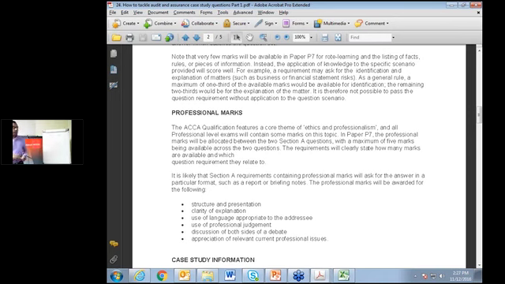Now, also important to note is what has been highlighted over here with regard to identification and explanation of the issue. So sometimes, as I said, some of the verb requirements have been mixed. So identify and explain, or comment and evaluate, or discuss.